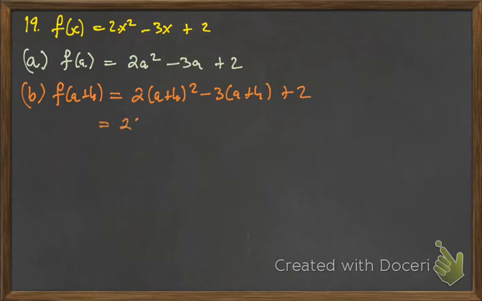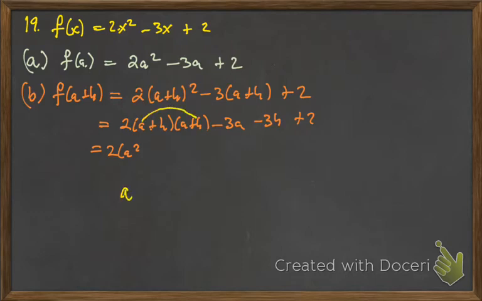Okay, so we got to be careful. So 2, and then it's a plus h times a plus h. That's what the a plus h squared means. Okay, minus 3a minus 3h, and then plus 2. So it'll be 2 times a squared. And then as we're foiling this, a times h will be ah. And then h times a will be ha. Okay, so really, we can go ahead and commute the a and h, so that'd be ah plus ah, which will be 2ah there.